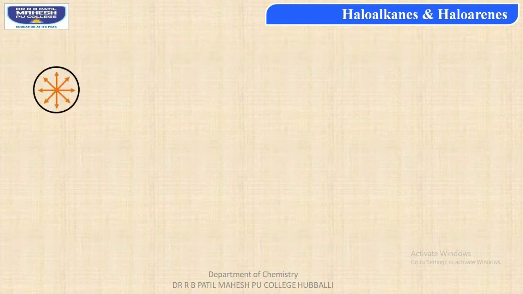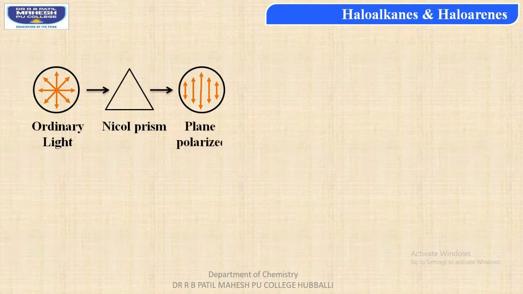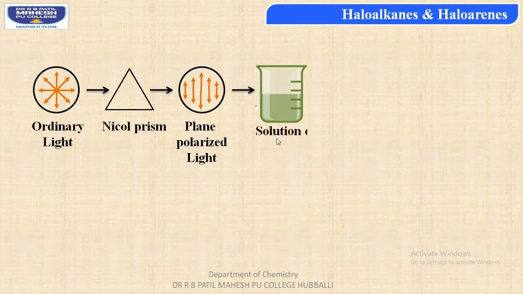In this, ordinary light is passed through the nicol prism, which makes the ordinary light into plane polarized light, that is, all the vibrations of the particles are only in one plane. Next, this plane polarized light is passed through a solution of an optically active compound. So we prepare the solution of optically active compound and allow the plane polarized light to pass through it.